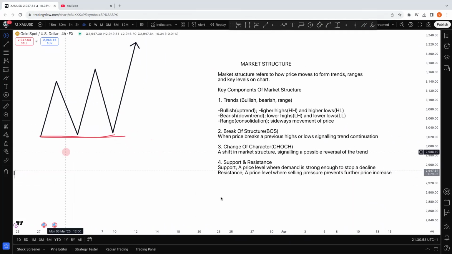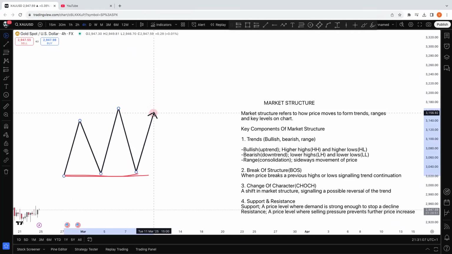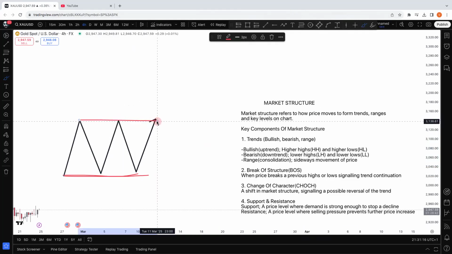And also we have the resistance. Now the resistance is the opposite of the support. The resistance is a price level where selling pressure prevents further price increase. Let's use the same example here. Let's say price just keeps rejecting from this zone. If price keeps rejecting from this zone, it means this is our resistance zone, because the supply here will not let price continue increasing. Instead, it will always reject price down. So that is what a resistance and a support zone mean.